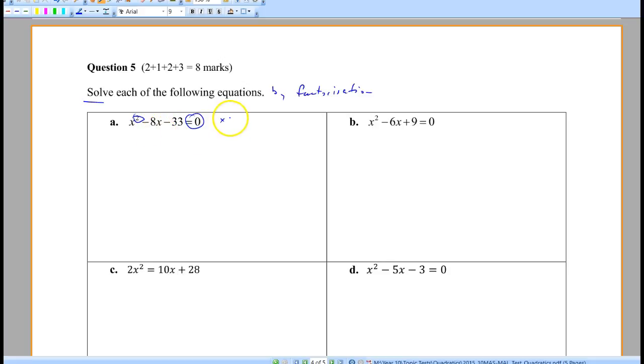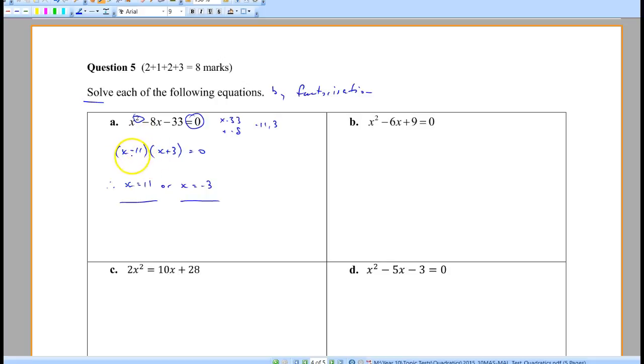Once we've got it in this equals 0 state, and it's this 3-term quadratic, we're looking for two numbers that multiply to minus 33 and add to minus 8. So 11 and 3 come to mind, one of them being negative, that'd be the minus 11. So this factorizes to x minus 11, x plus 3. Once we factorize it like this, my solutions are x equals 11 or x equals minus 3. Remember, the sign here is going to be the opposite of that one when we're solving.